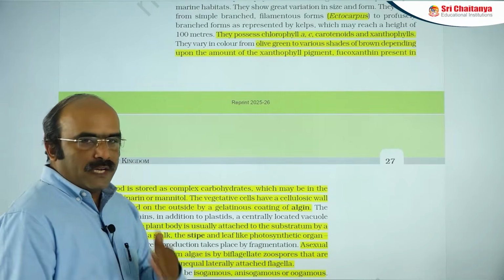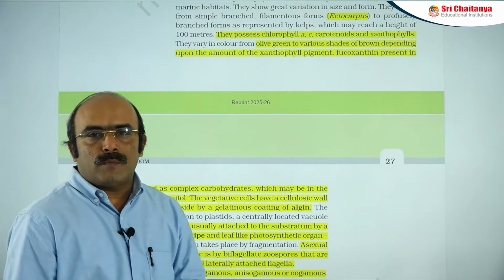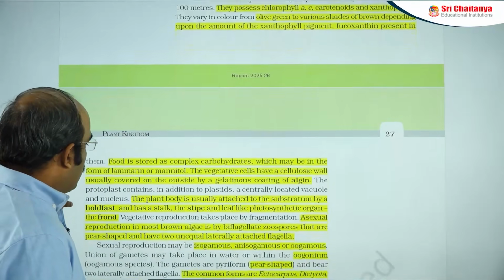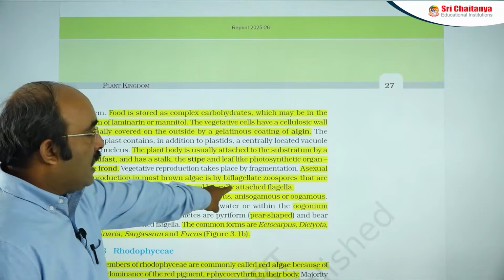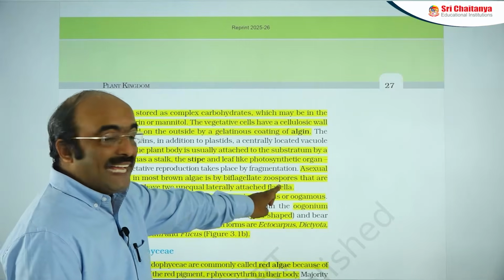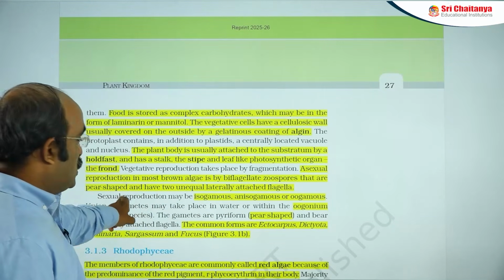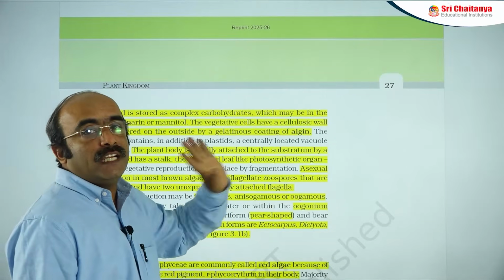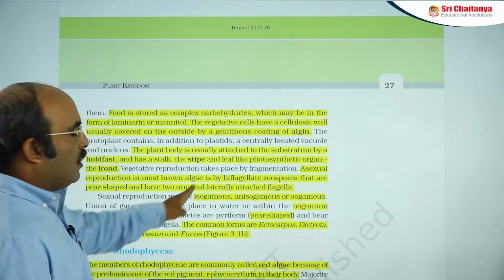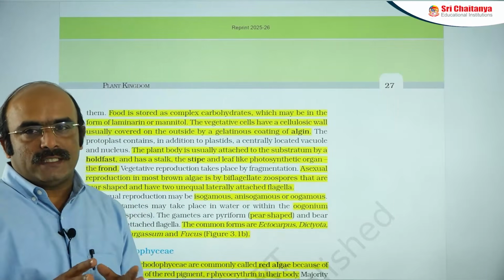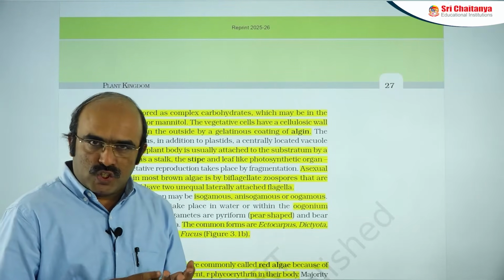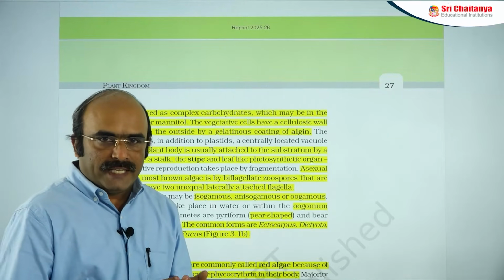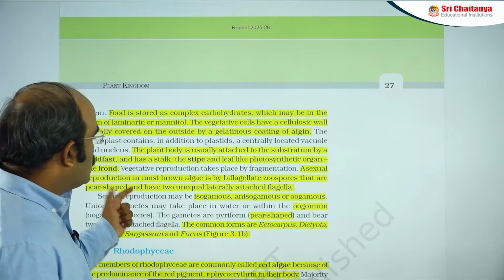Now coming to the reproduction part, as I told you, vegetative reproduction occurs by fragmentation, but asexual reproduction in brown algae occurs by biflagellated pear-shaped zoospores, where the flagella are unequal and they are laterally attached. So there are three characters here. The shape is pear-shaped, the number of flagella is two, and they are unequal and laterally attached. That is the asexual reproduction with regard to spores.